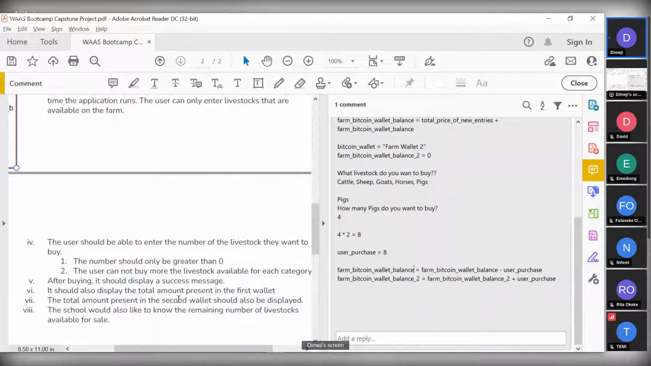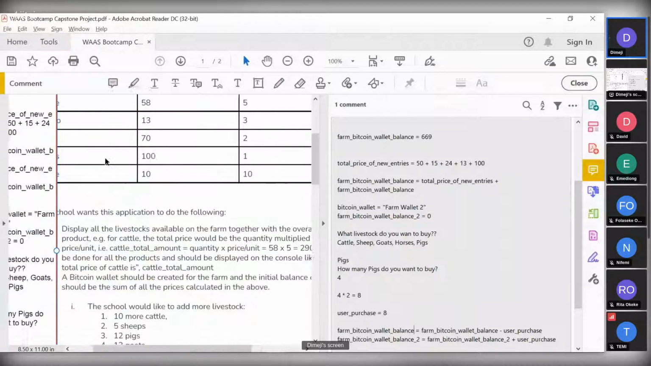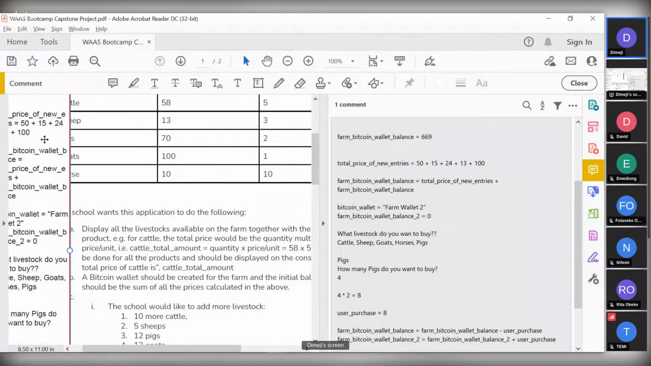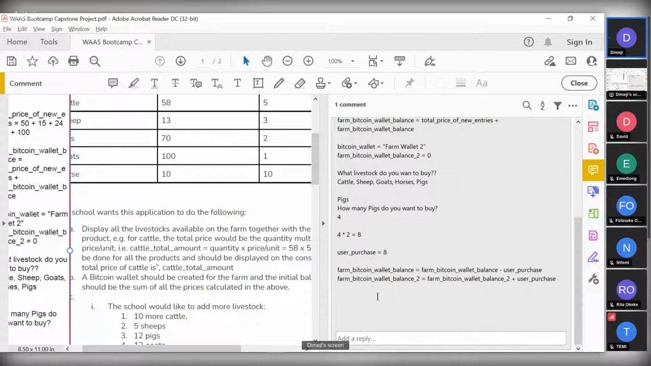Then finally, the school should also like to know the remaining number of livestock available for sale. Now, for example, if you sell 10 pigs, how many pigs would we have left? We already have 70 pigs here plus 12 pigs. We have 82 pigs. Now, if we sell 4 pigs out of 82, we should have what? 78 pigs left. So you just have to tell them you have 78 pigs left.